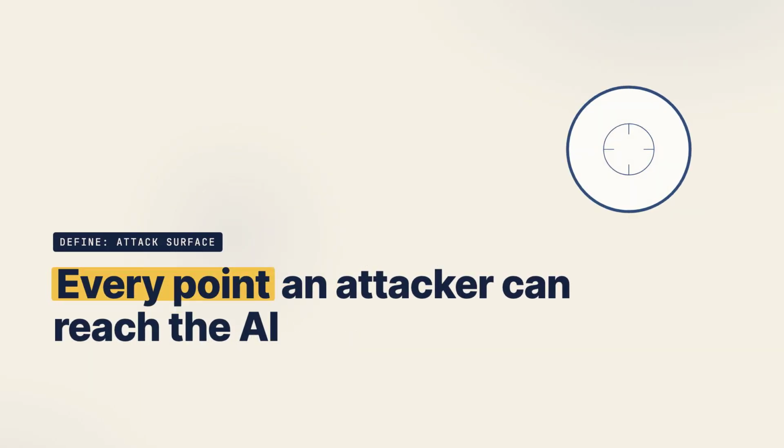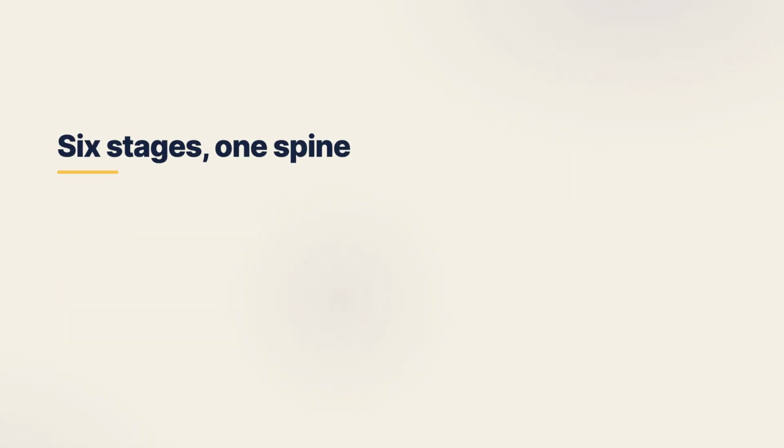So what is the AI attack surface? It's the full set of points where an attacker can reach, influence, or extract value from an AI system across its entire lifecycle. It's broader than the model itself. It includes the data the model learns from, the training process, the weights that are the model, the pipeline that builds and ships it, the inference endpoint that serves it, and the surrounding application and agents that act on its output. Now let me walk you through the lifecycle map.